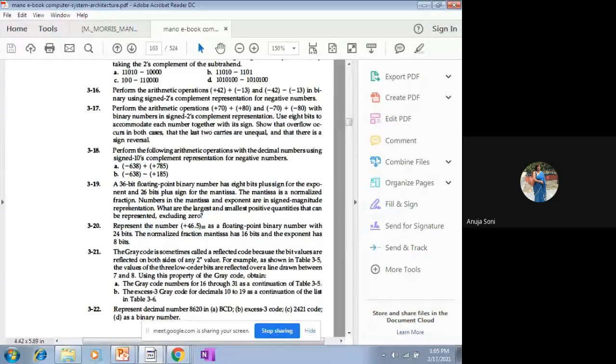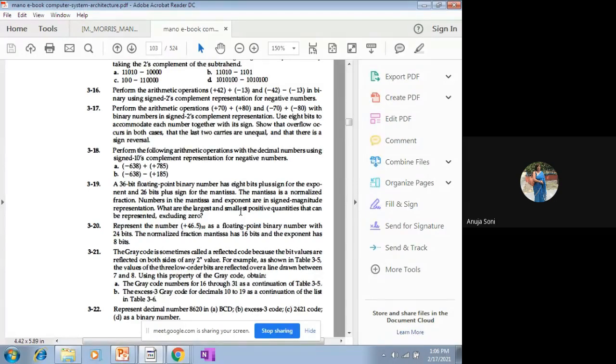A 36 bit floating point binary number has 8 bits plus sign for the exponent and 26 bits plus sign for the mantissa. The mantissa is a normalized fraction. Now, mantissa is a normalized fraction means it begins with a non-zero value, 1. And numbers in the mantissa and exponent are in sign magnitude. Sign magnitude means the very first bit is used as a sign bit.